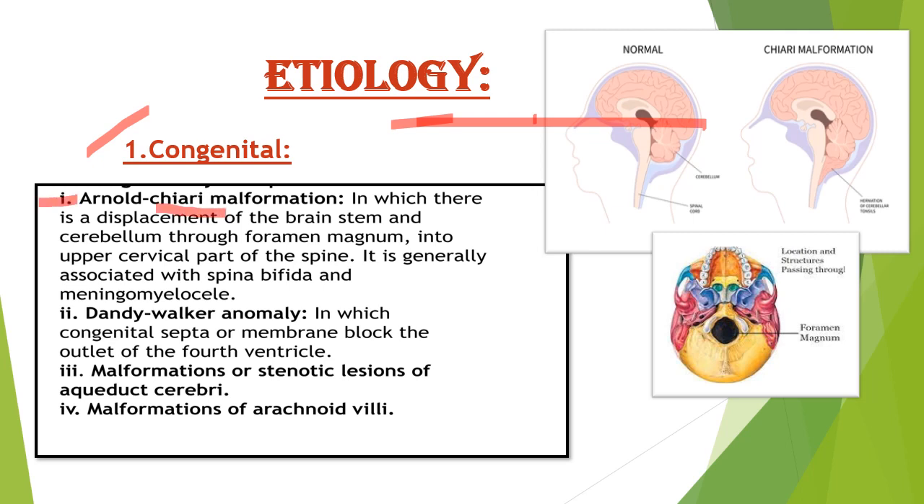In this, there is displacement of the brainstem and cerebellum through the foramen magnum. Foramen magnum means an opening in the base of the skull. This Chiari malformation occurs in the upper cervical part of the spine, and spina bifida in the lower spine. It is generally associated with spina bifida and meningomyelocele. This is Arnold-Chiari malformation.